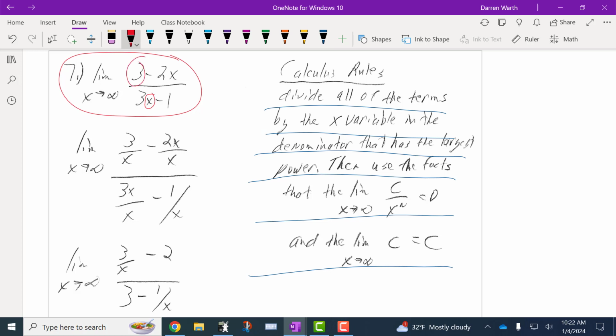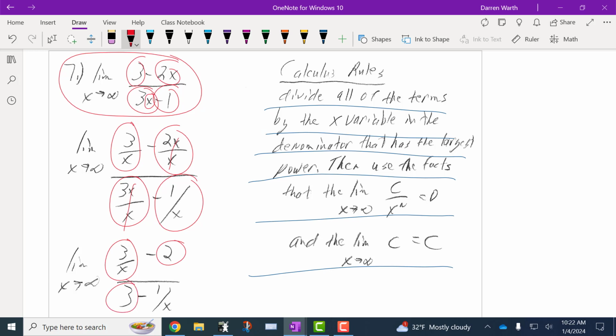So I take this 3, divide by x. I'm going to take this negative 2x and divide by x. And I'm going to take this 3x, divide by x. And then I'm going to take this negative 1, divide by x. Simplify that down. So notice this stays the same. These x's cross out, so you're just left with minus 2. These x's cross out, you're left with 3. And then you got minus 1 over x. And that stays the same.